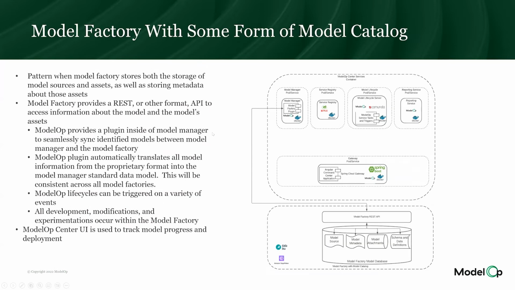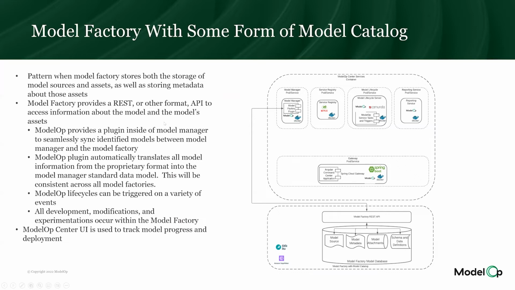But then there's a lot of solutions out there that we see now that have a concept of a model catalog. So basically, your model factory not only stores the assets associated with the model, but also stores additional metadata. So perhaps the names you've given it, tags you've assigned to it, any kind of hyperparameter information, et cetera, that can be a richer source of information than we get just from files on disk or a Git repo. For that, we would expect the model factory to provide some form of an API to communicate to it.